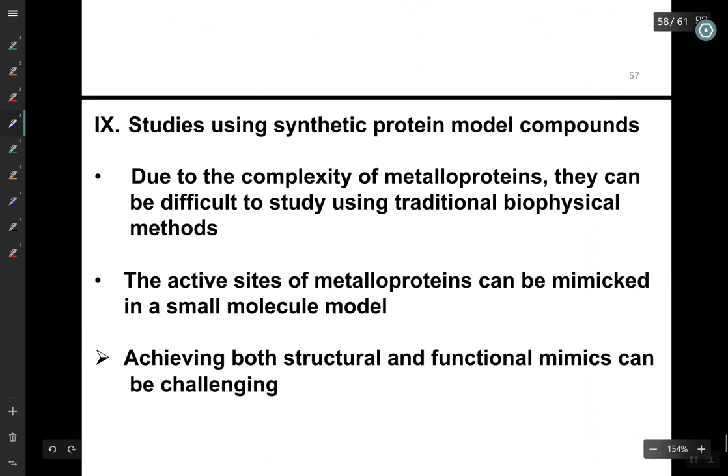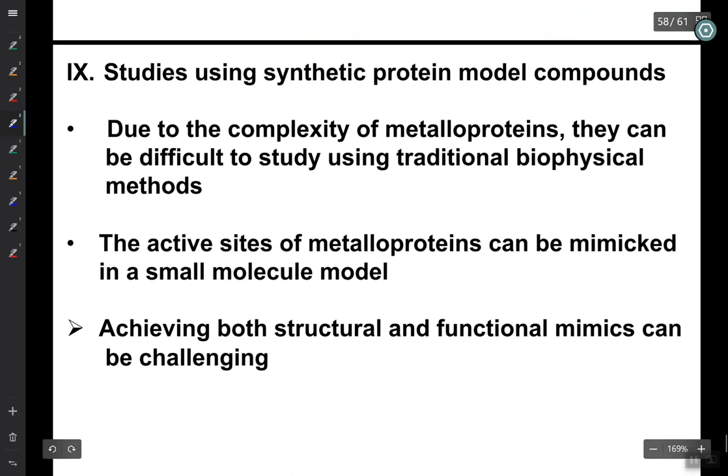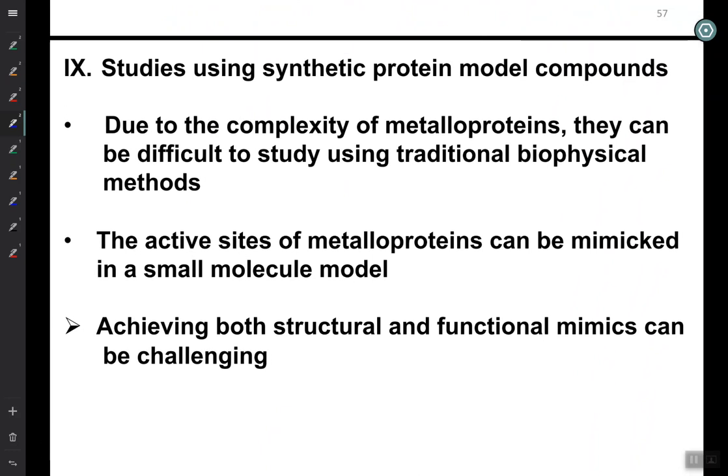And then this very last part, which I will finish with, is studies using synthetic protein models. In the previous part of this lecture, you've seen many examples of very complicated structures. The proteins are really large, usually thousands and thousands of atoms, so it's very hard as chemists to study them. One approach that's been used is to make model complexes of just the cofactor, so that we can probe the structure and study the chemistry.